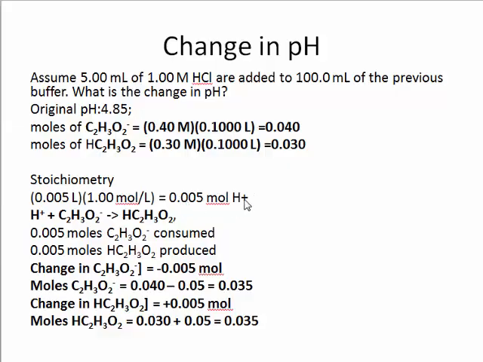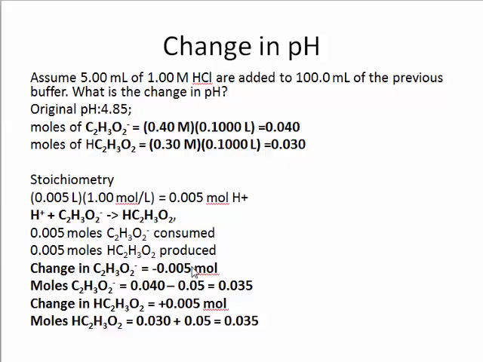The acid we have added reacts with the conjugate base. H+ and acetate react to make acetic acid. This uses up 0.005 moles of acetate and produces 0.005 moles of acetic acid. We assume this reaction goes all the way in this case, a good approximation because we know K for the reverse reaction is small.